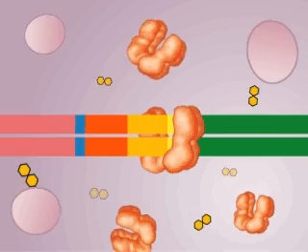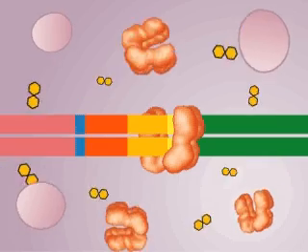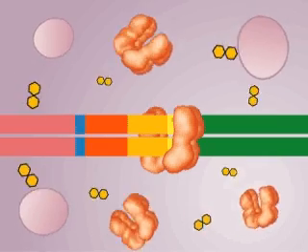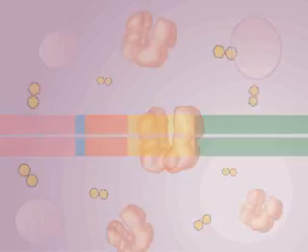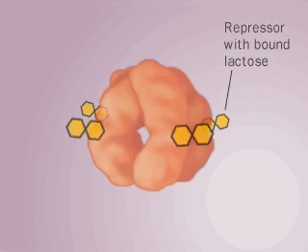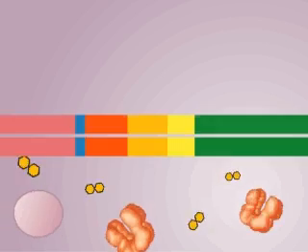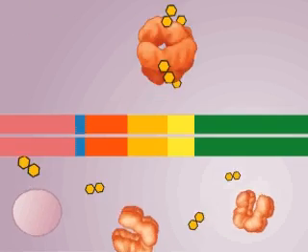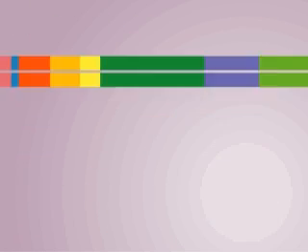But what happens when there is a lot of lactose to process and the cell must use it as its carbon source? The repressor proteins have sites that bind lactose. Lactose binding causes a change in the shape of the repressor so that it can no longer bind the operator.